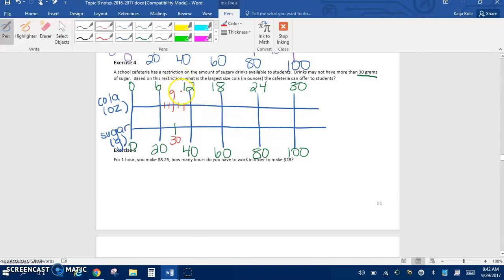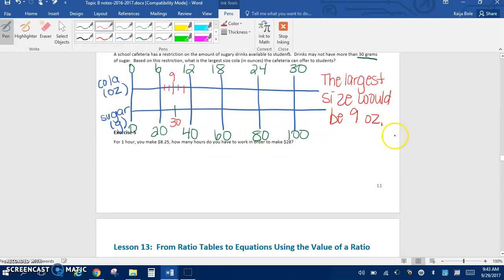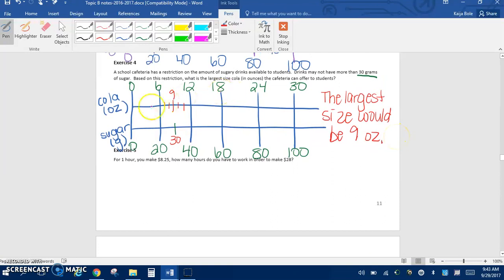To answer the question, what is the largest size cola in ounces the cafeteria can offer? We will say that the largest size would be 9 ounces. That's our answer for number 4. We've got one more. We're going to look at number 5 here.